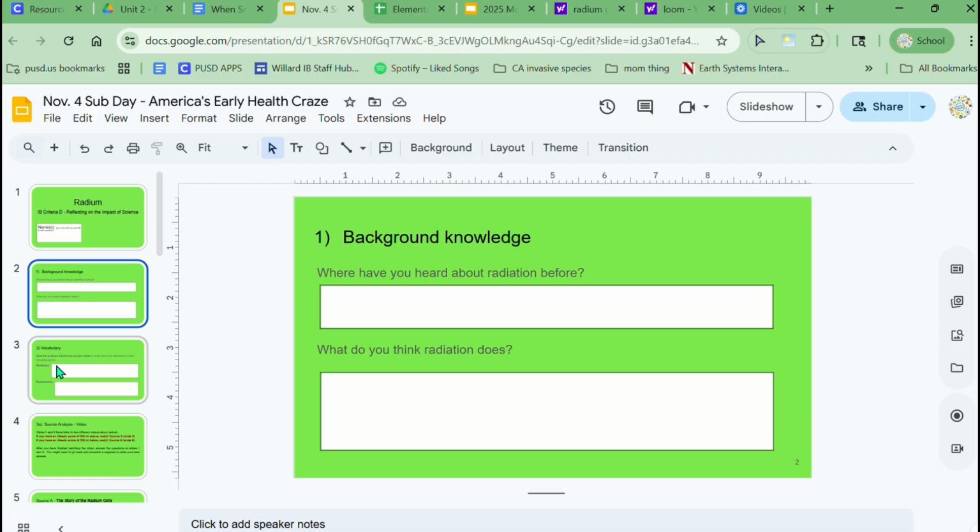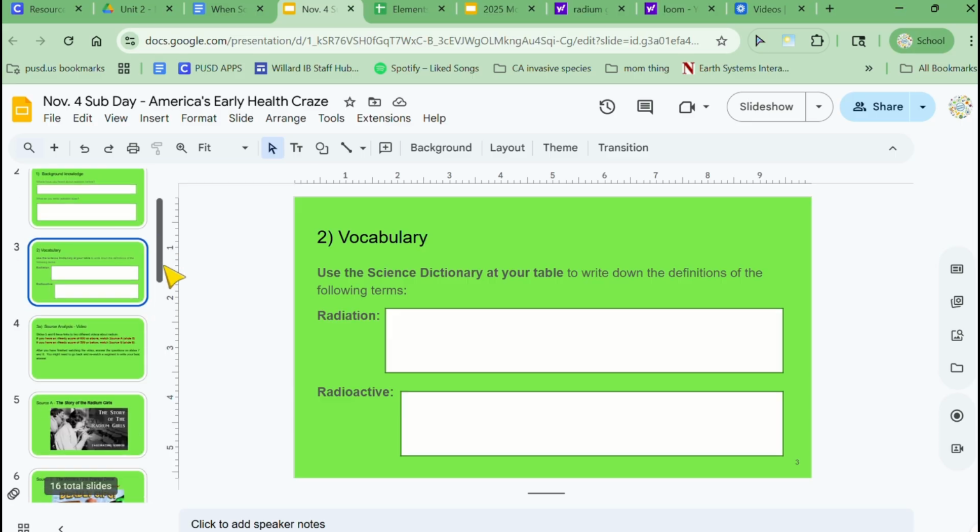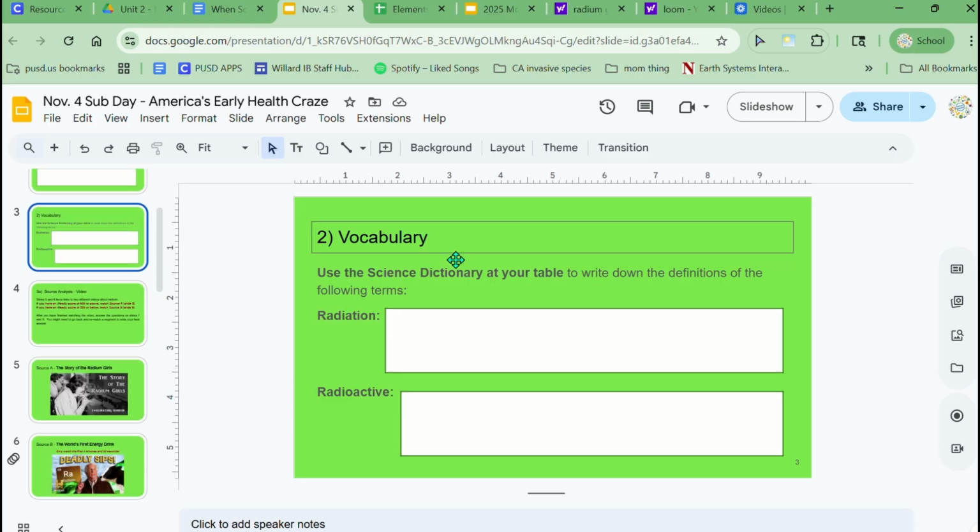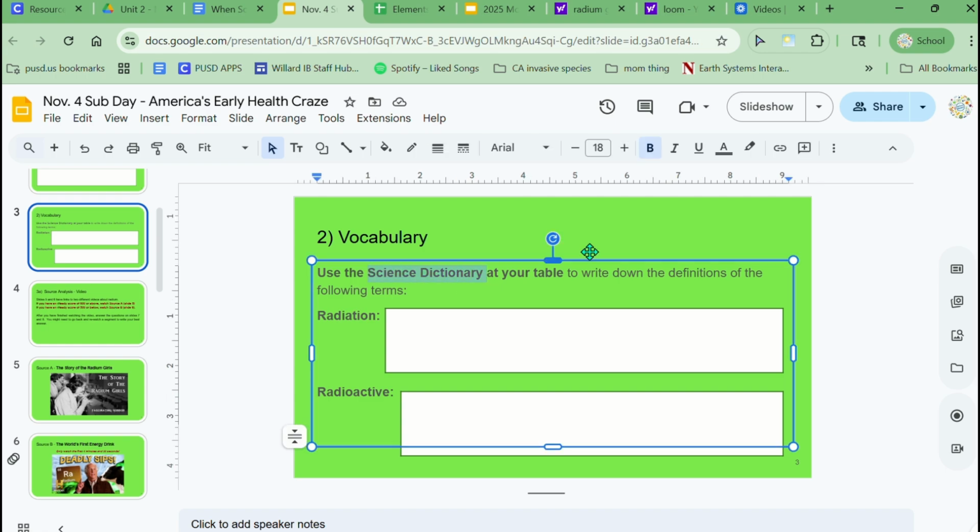Then next slide, you're going to be considering some vocabulary using the science dictionaries that are at your table. I want you to look up and write down the definitions of these terms, radiation and radioactive. Now I'm asking you to use your science dictionaries, so please don't just Google it on the internet. I want you to have those definitions that you look up.